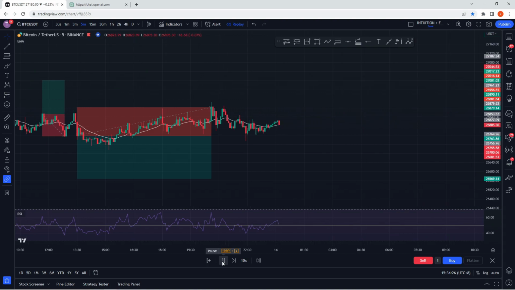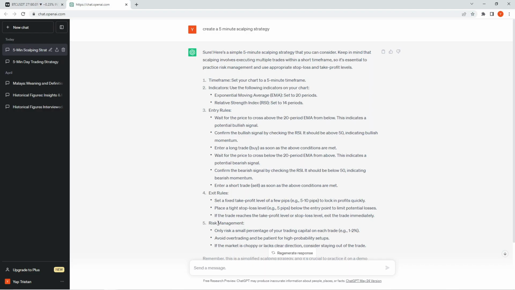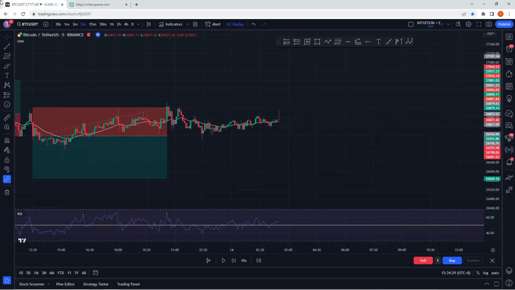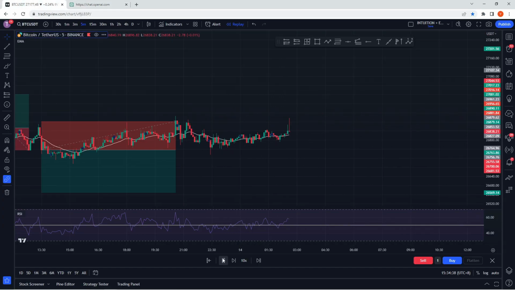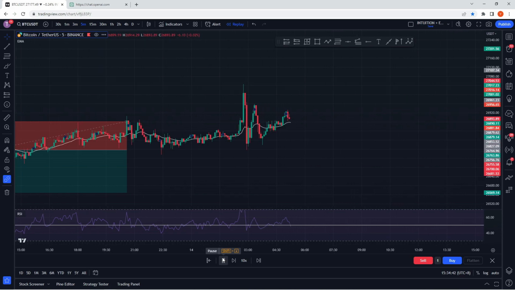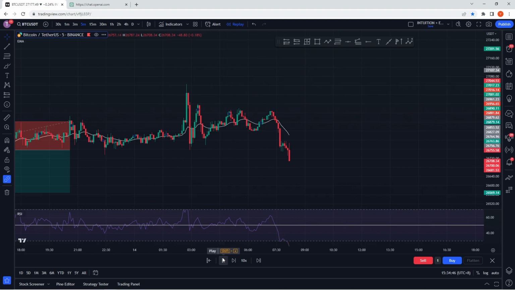Now this is kind of choppy, so I'm going to avoid this market. I'm using a bit of my own knowledge and something from what was said under risk management. You can see that ChatGPT says if the market is choppy or lacks clear direction, just stay out of the trade, which is what I'm going to do. You can see here there's no clear direction, so I'm going to let it run a bit. And now we have this clear direction.